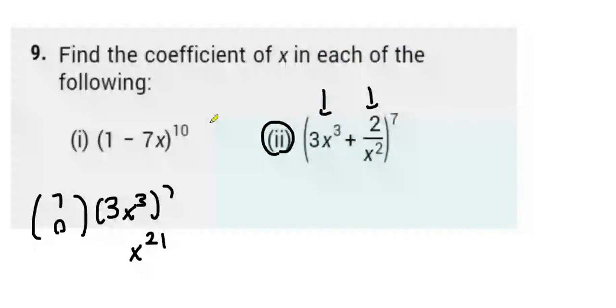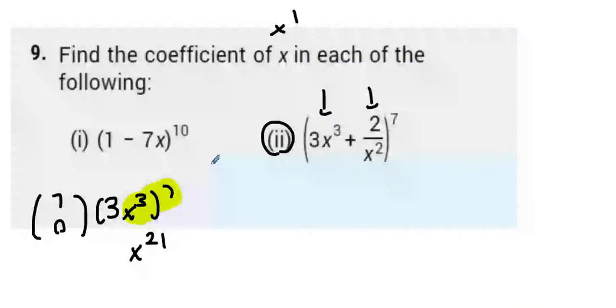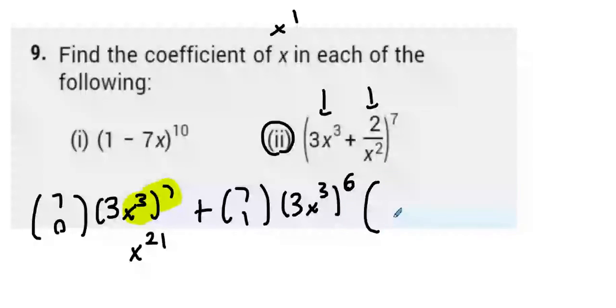What am I concentrating on there? I'm just concentrating on this yellow part here. That means it's going to be x to the power 21. It's nowhere near x to the power 1, is it? So I'm thinking, okay, what actually happened? So I'll try the next term, which is 7 choose 1. And I'll go, okay, it's 3x cubed now to the power 6. But then the issue is it's 2 over x squared to the power of 1.